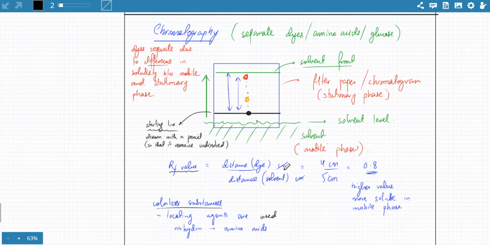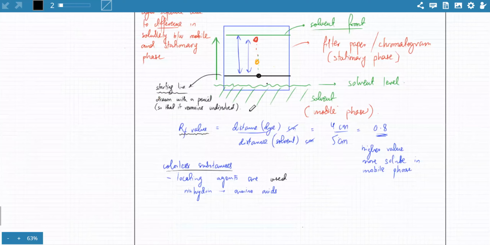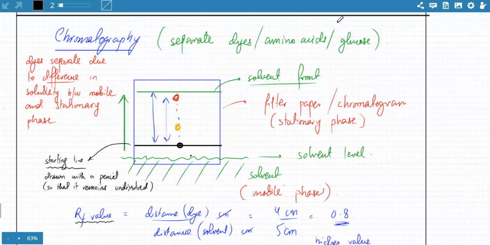RF value is the distance of the dye divided by the distance of the solvent. So if the solvent travels 4 centimeters, this is the distance traveled by the solvent. And let's say the yellow dye travels 2 centimeters, then the RF value would be 2 divided by 4, or whatever the case is. All distances have to be measured from the starting point where the pencil line is drawn. And that's it. You use chromatography for other substances apart from dyes as well, amino acids, glucose molecules. They are also separated using chromatography. The only difference is that these are not visible. So you have to spray them with a locating agent. That's it. Mahad, is this clear?